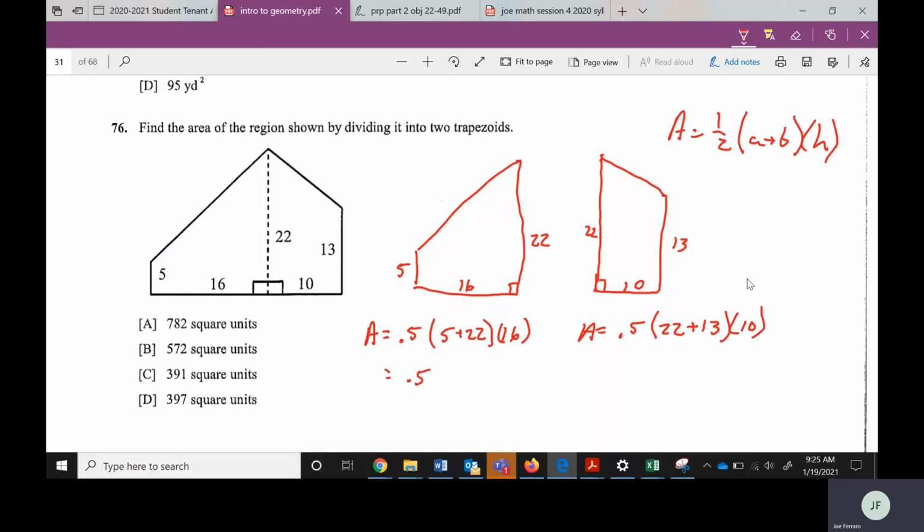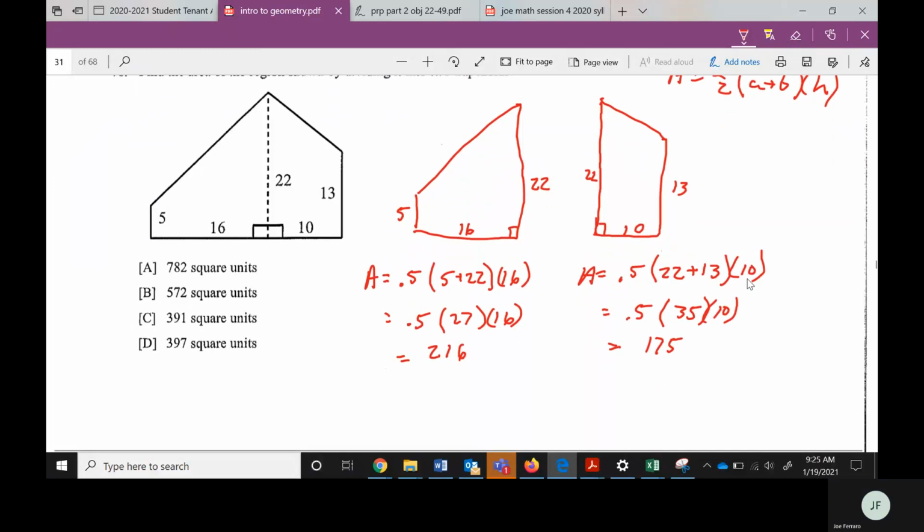So now we go 0.5. This is 27 times 16. Multiply all those together, and you're going to get 216. So that's the area of just this side. Over here, 0.5. This is 35 when you add those together. Then times 10. So multiply all those, get 175. And then the key here is that you want the area of the whole shape, so you have to just add those together. And you get 391.